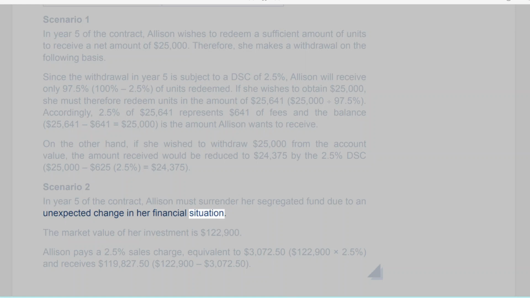in her financial situation. The market value of her investment is $122,900. Allison pays a 2.5% sales charge, equivalent to $3,072.50 ($122,900 times 2.5%), and receives $119,827.50, which is $122,900 minus $3,072.50.